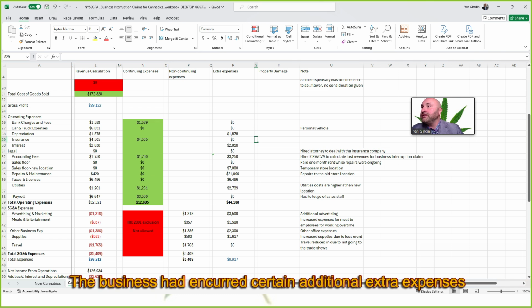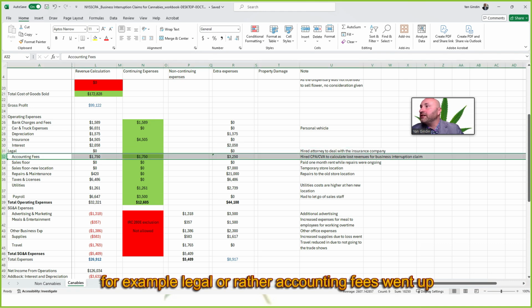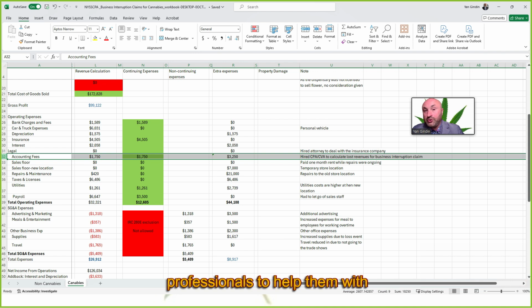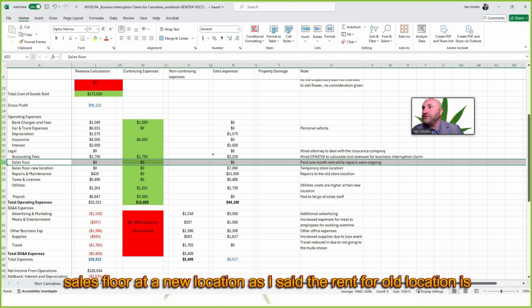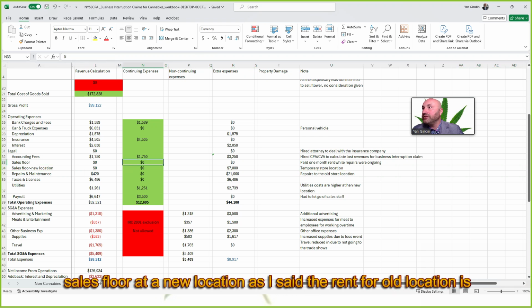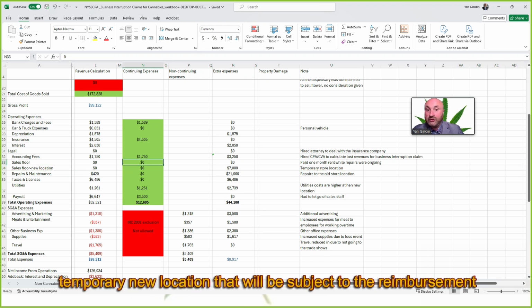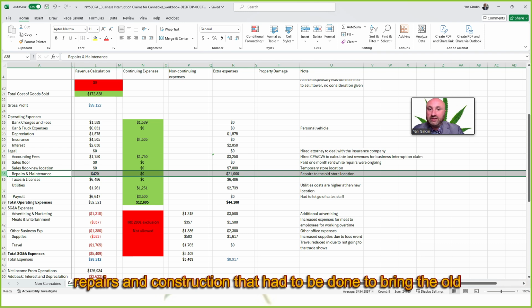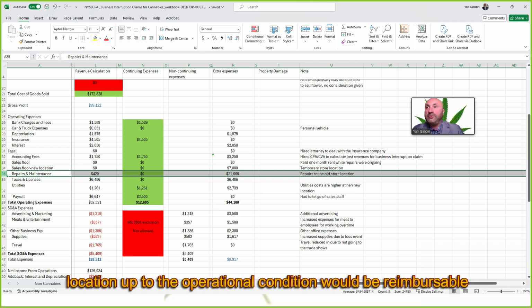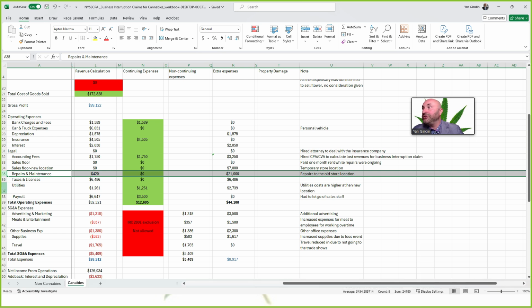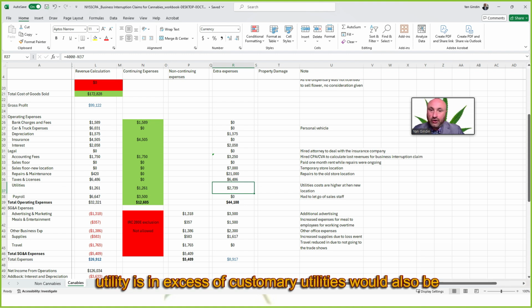The business incurred certain additional extra expenses. For example, legal or rather accounting fees went up because the business had to engage professionals to help them with estimates of their lost revenues. That would be an extra expense subject to coverage. Sales floor, new location: as I said, the old location is no longer reimbursable, but the temporary new location will be subject to reimbursement. Repairs and maintenance that had to be done to bring the old location up to operational condition would be reimbursable. Utilities in excess of the customary utilities would also be reimbursable.